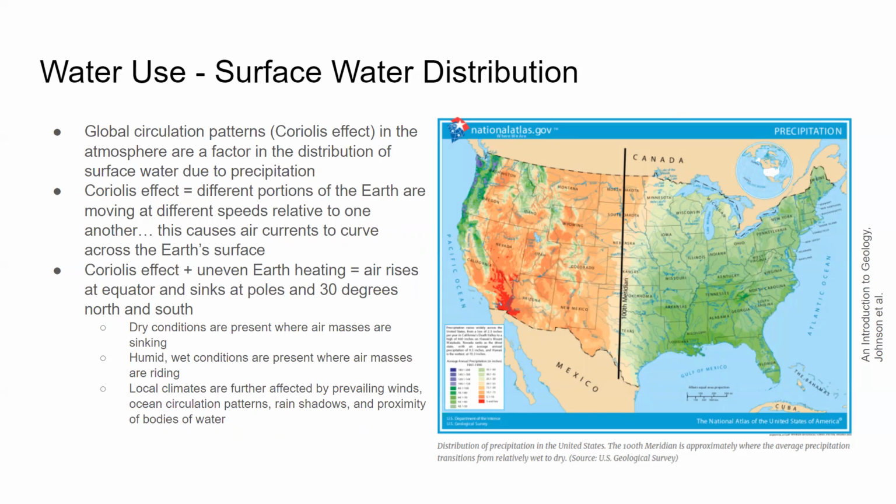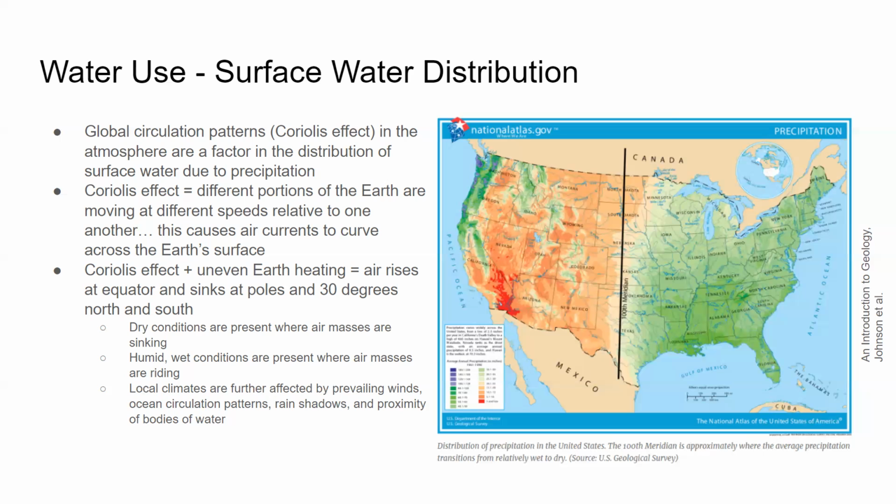Global circulation patterns, aka the Coriolis effect, within the atmosphere are a factor in the distribution of surface water due to precipitation. Because of the Coriolis effect, as well as uneven Earth heating, that determines where precipitation is most likely to fall. Of course, you have local climatic effects that give more variation to how much precipitation an area gets, but that's the general effect.